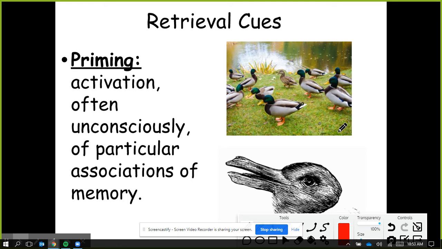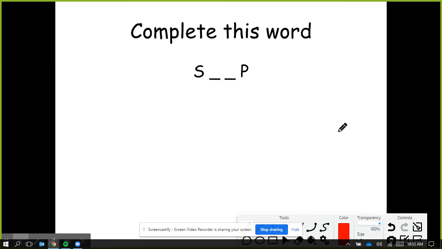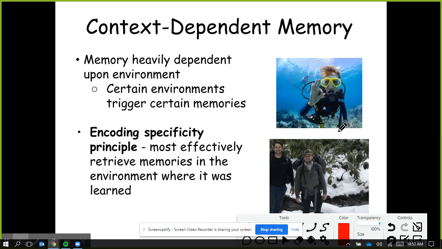And in memory retrieval, what we remember a lot of times is dependent upon the context that we are in, right? Context dependent memory. I remember psychological stuff much better when I'm in a classroom rather than if I'm out at a bar, okay? Because I teach it in a classroom or in my living room. What we remember is heavily dependent upon the environment that we are in, and certain environments can trigger certain memories. Think about when you go somewhere that you've never been before, and you're like, oh, this place reminds me of this place.